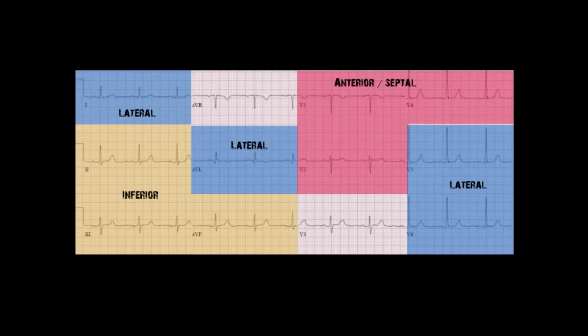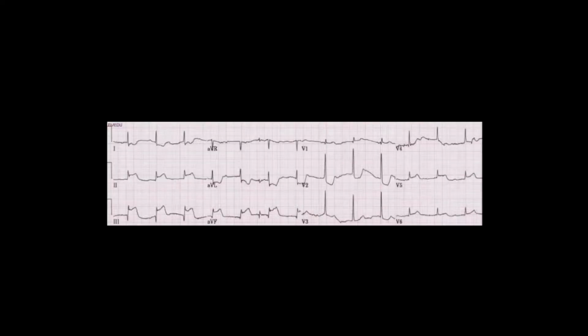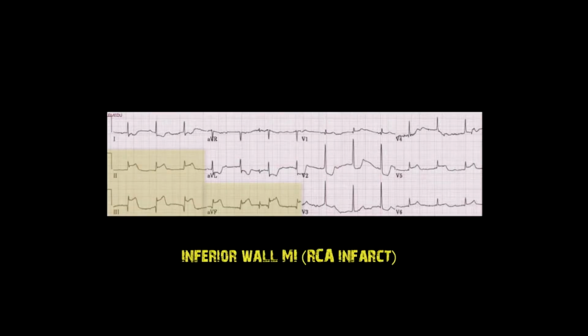Now let's take a look at some pathologic EKGs and see if we can identify which region of the heart and corresponding coronaries are likely to be involved. Do we see signs of infarction here? Certainly. We see ST elevation in leads 2, 3, and AVF. This corresponds to the inferior wall, which is generally supplied by the RCA.